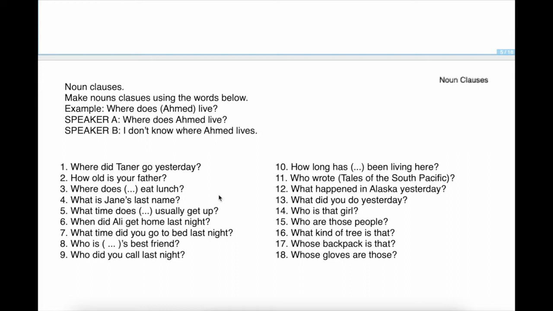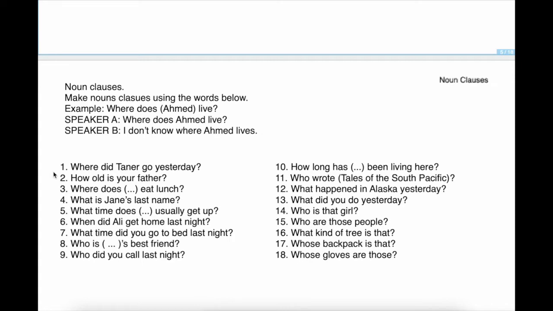Now pause the video first and then try to make some noun clauses using these, but I'll make some and then tell them orally. Şimdi bazılarını ben sözlü olarak yapmaya çalışacağım. Ama siz hepsini yapmaya çalışın. And please write them down on a piece of paper. And pause the video first, please.